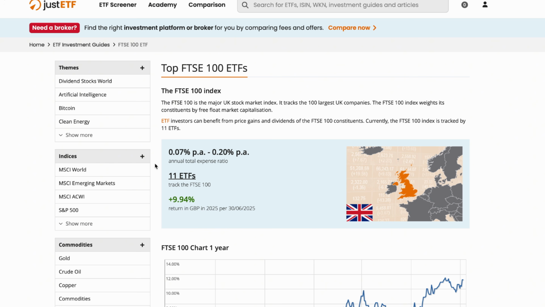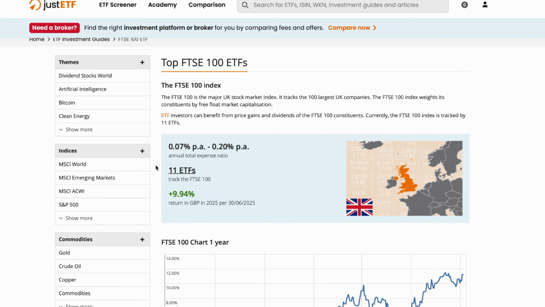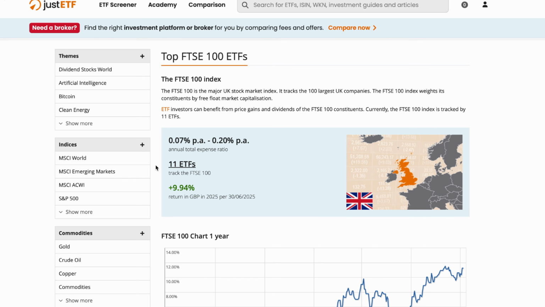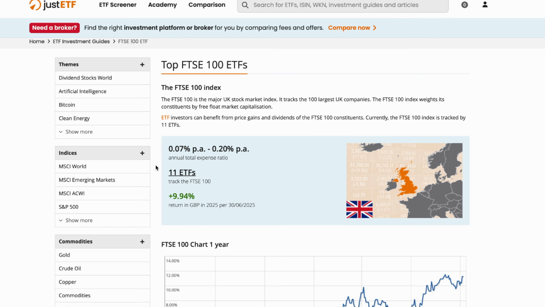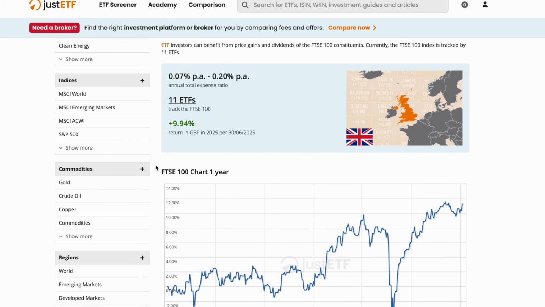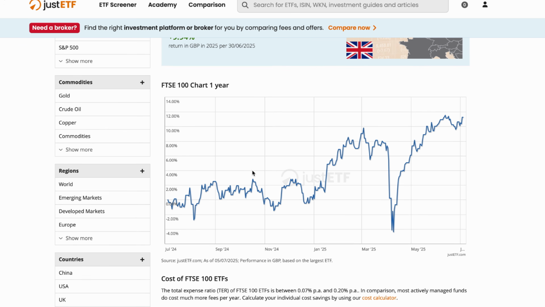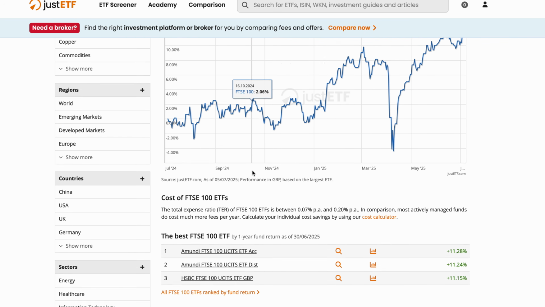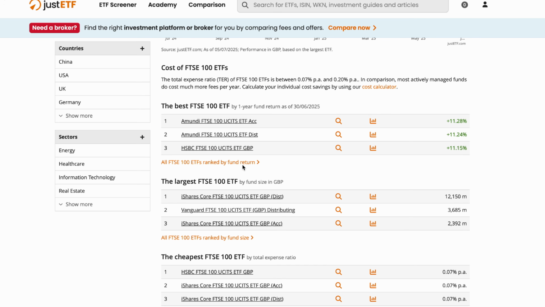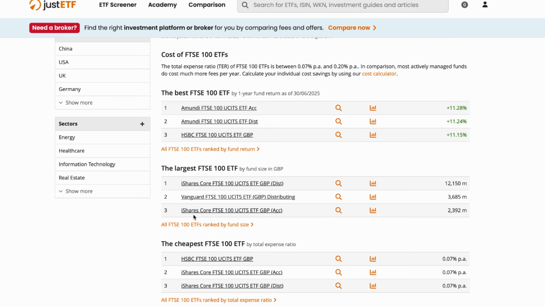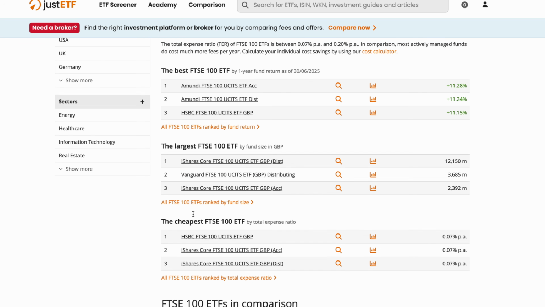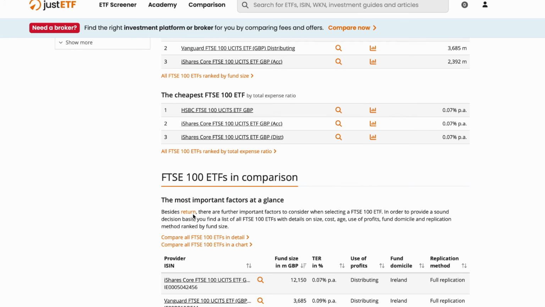This is a very good way, and they'll show you the top FTSE 100 ETFs and their annual total expense ratio, ranging between 0.07 per annum, which means if you invest 10,000 pounds, it will be just £7 per annum, up to 0.20 percent per annum. When you come down here, there is a chart. This is a chart for the 1 year, and these are the performing indexes.